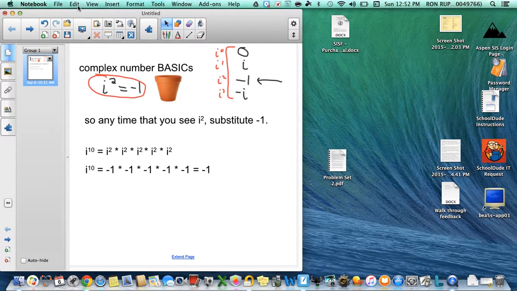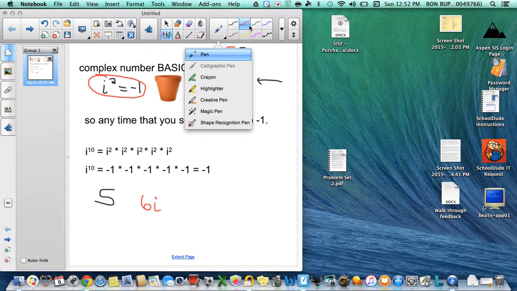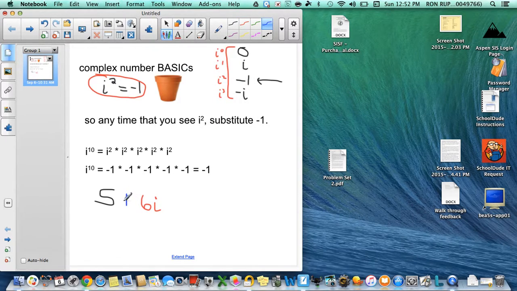So the last thing about complex number basics is if I combine a real number, say 5, and I want to add an imaginary number like, let's say 6i. How we will always express this is the real number first and then the imaginary number. So we will see that expression as 5 plus 6i.